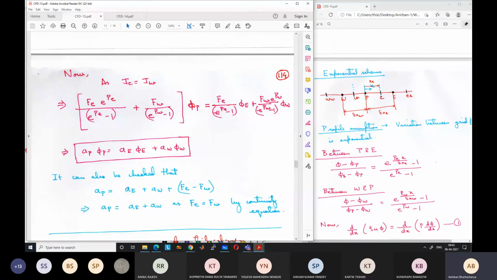You can also check that ap is equal to ae plus aw plus fe minus fw, and because fe is equal to fw, this gets cancelled. So ap is equal to ae plus aw. Okay, this can be checked. You should check this on your own.